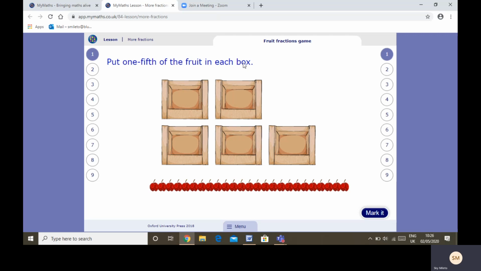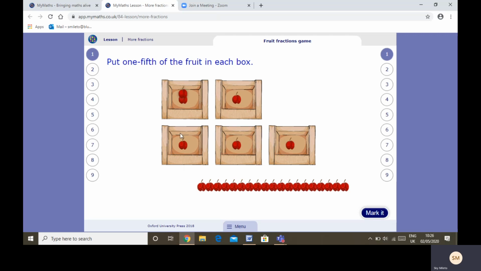Put 1/5 of the fruit into each box. So here I've got lots of apples, and all I need to do is put 1/5 into each box. Now remember, if we've got a fraction of a number, it has to be equal to the other fractions. So all I need to do is divide these apples equally into each box. And all I need to do is simply drag the apples into each box. 1, 2, 3, 4, 5. So at the moment there's 1 in each box.